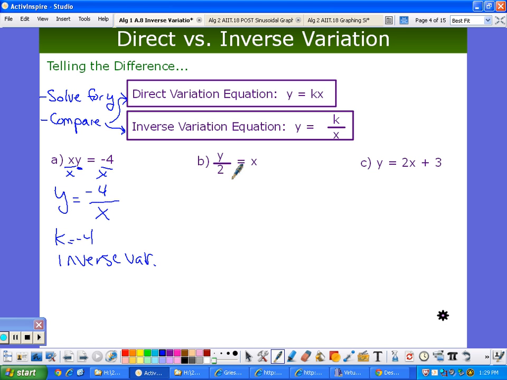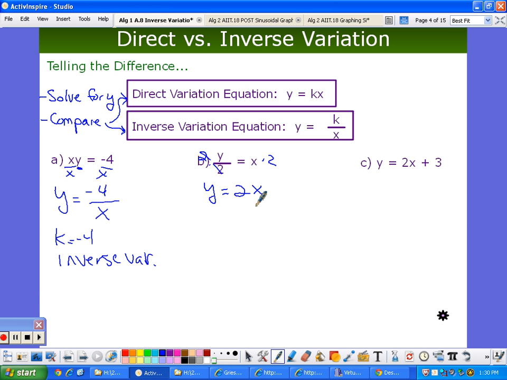All right. I want to solve this one for y. How do I solve that for y? What do I do? Multiply by what? By 2. Because I want this to go away. You're absolutely right. If I do it to one side, I do it to the other. y equals 2x. Direct, inverse, neither, which is this?